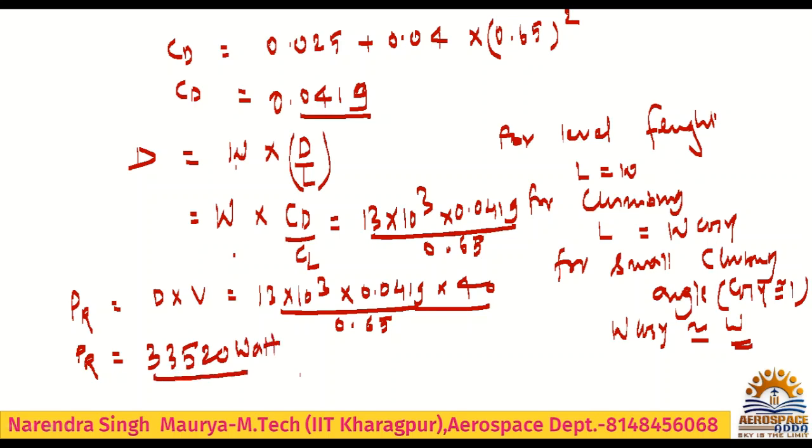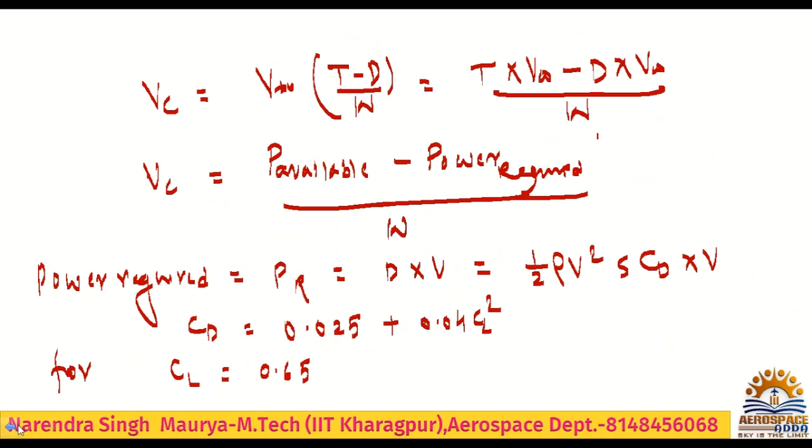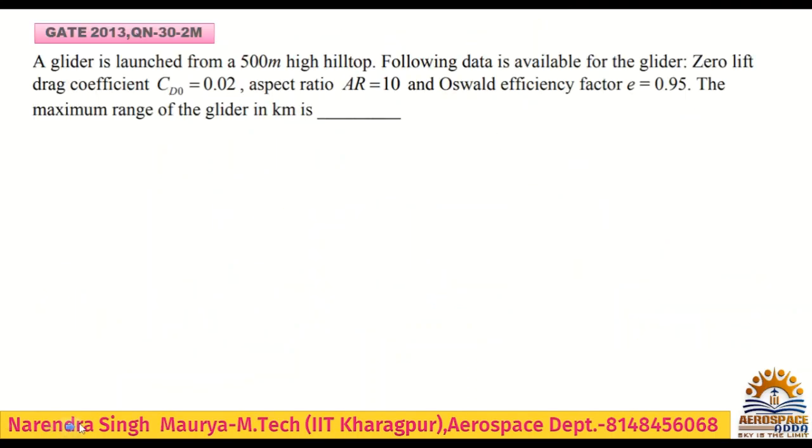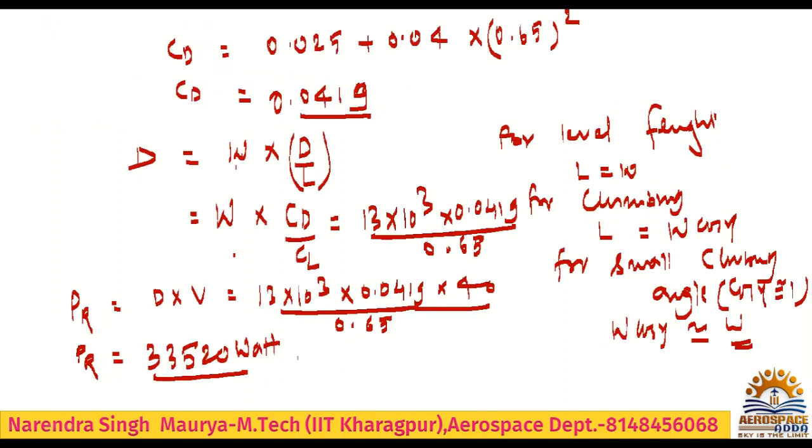You also calculate required power. You have power available, this formula you can use. Now you can write here. So we can write ROC equals PA minus PR by W. Okay, so I will write this value.